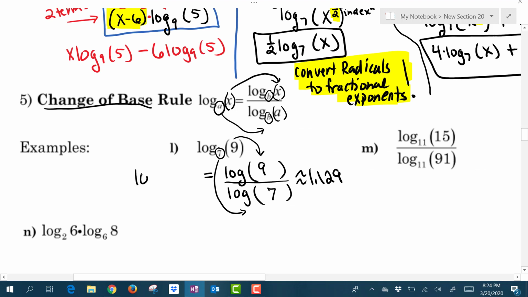So what this allows us to do is, if we wanted to figure out what is log base 7 of 9, I could actually convert this using my change of base rule into logs that are on a standard calculator, and then I could find that approximation.